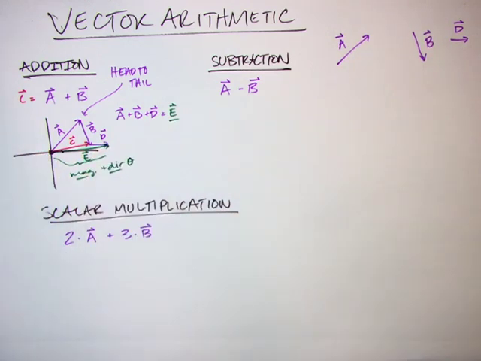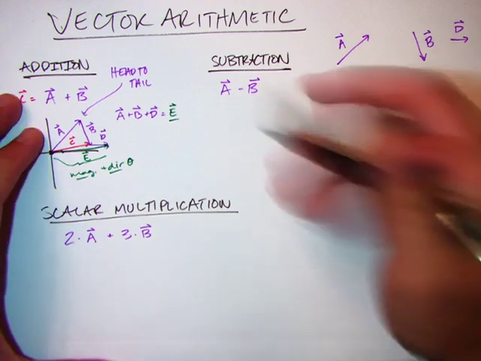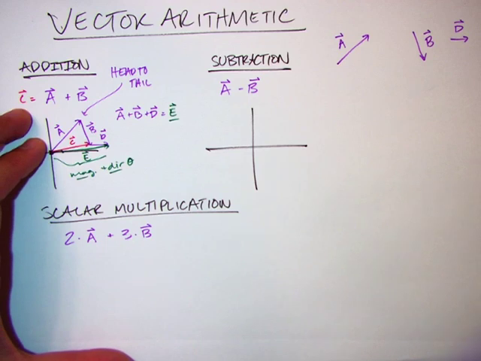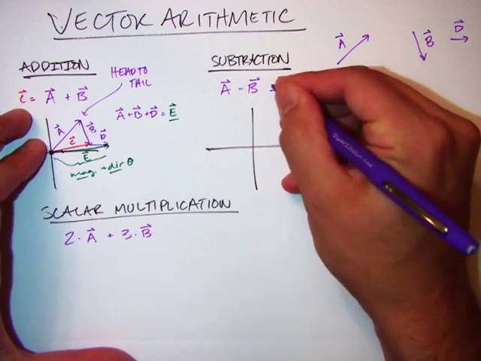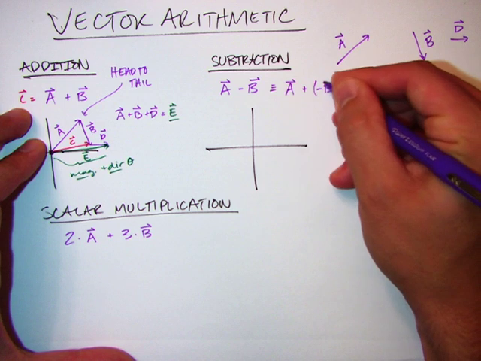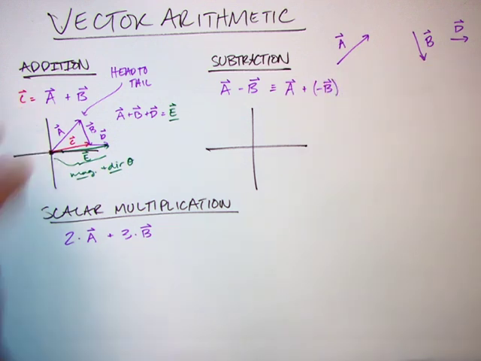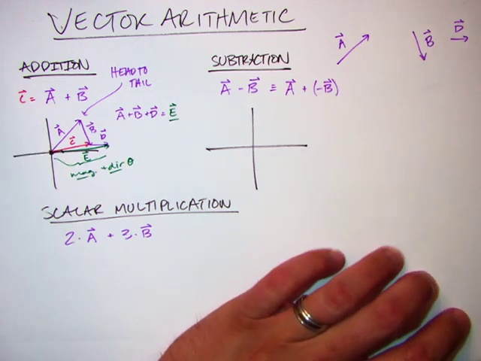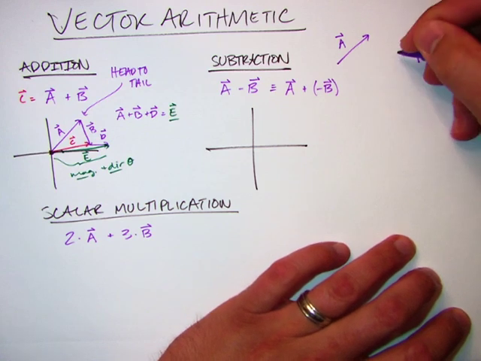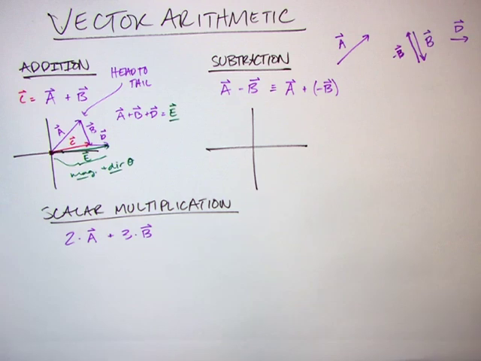Now I can also subtract B from A. So let's show you vector subtraction. And the way we want to think of this, A minus B is the equivalent of vector A plus the negative of vector B. So essentially I'm going to take B and I'm going to flip it 180 degrees. So this is the negative of B. It's just the same length, same magnitude vector in the opposite direction.